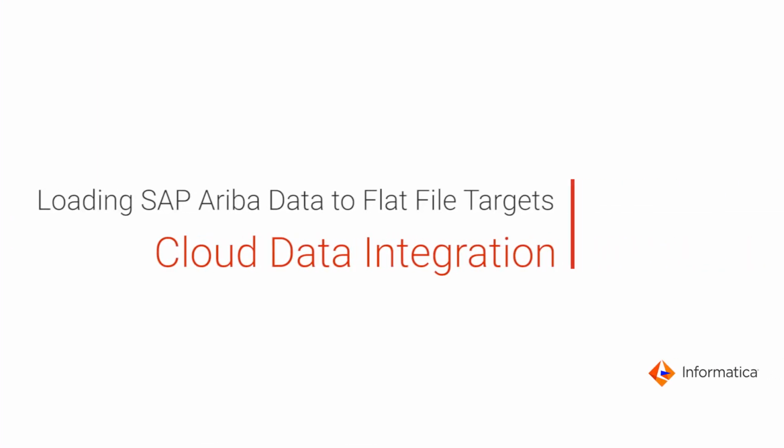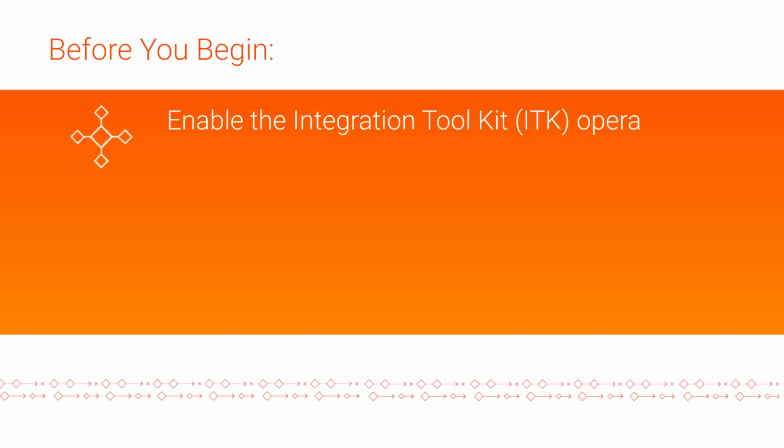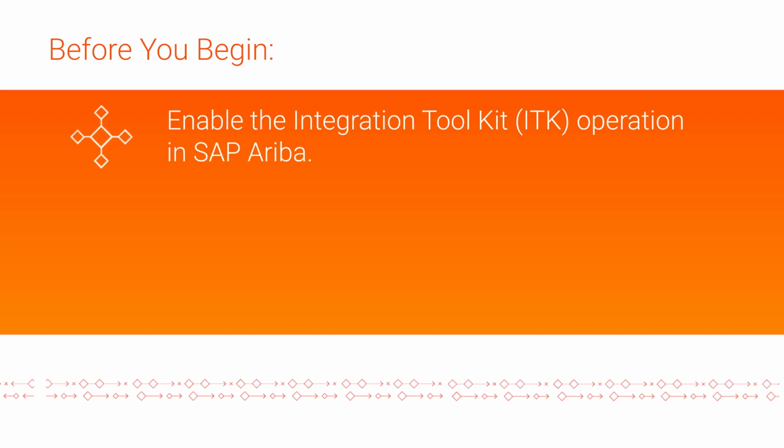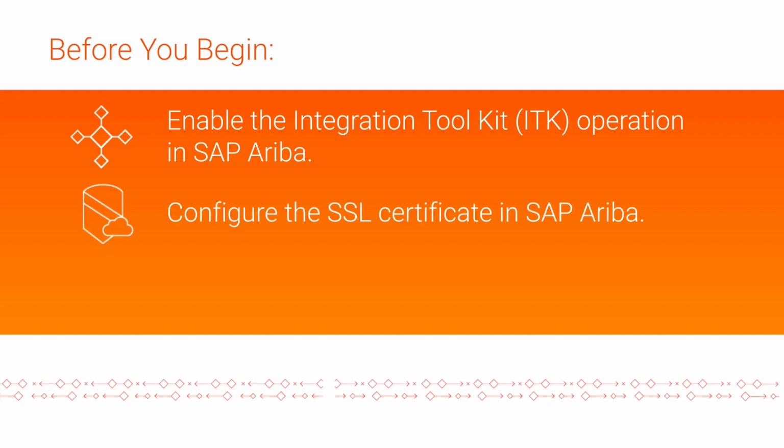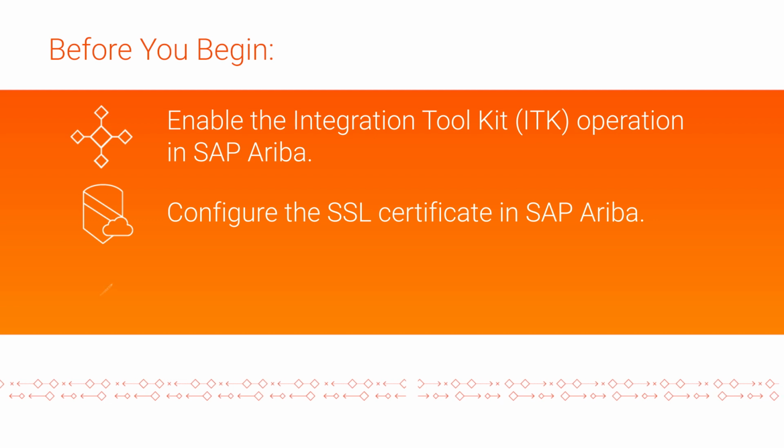This video shows how to load SAP Ariba source data to flat file targets in Informatica Cloud Data Integration. Before you begin, make sure that you enable the ITK operation in Ariba to integrate Ariba with Cloud Data Integration. Configure the SSL certificate in Ariba if you use an SSL-based ITK connection.